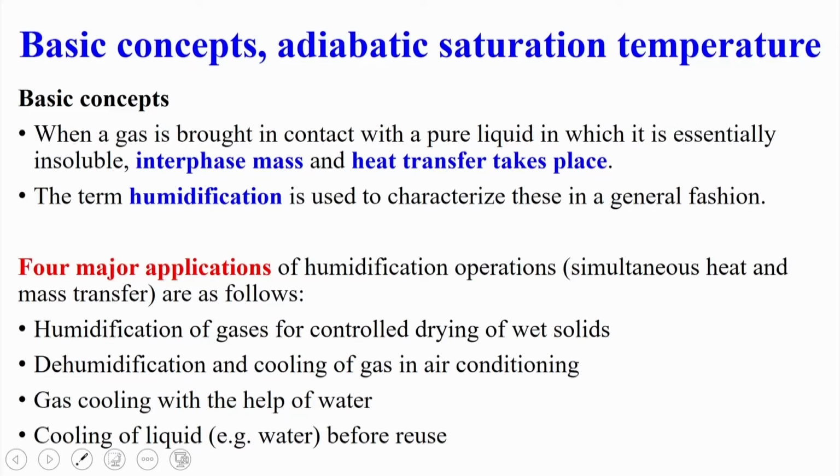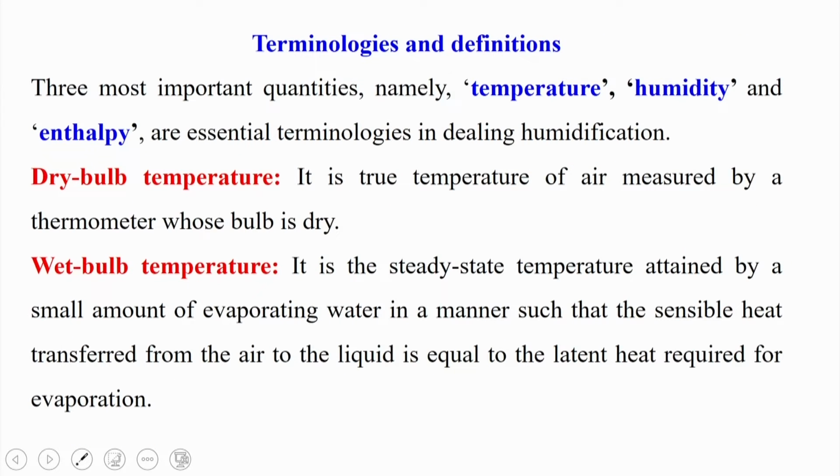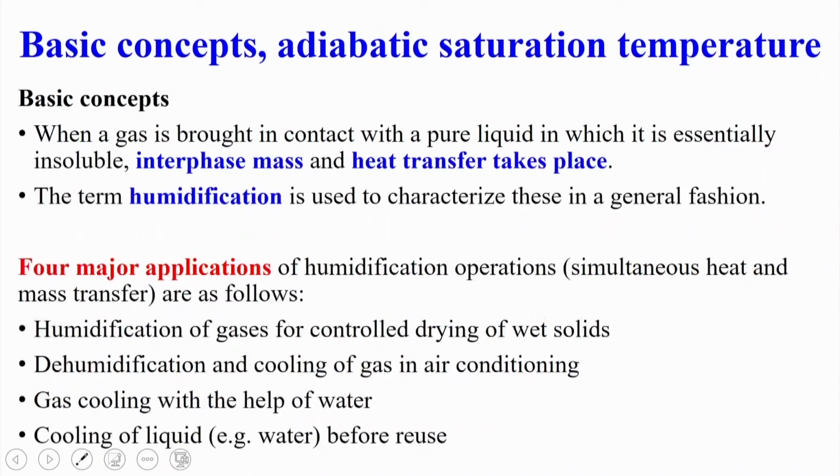So, before entering into the humidification operation and cooling tower design, as well as the dehumidifier, or we can say the air conditioning system, we should know some basic terminologies which are related to the humidification operation. The first term is temperature, the second term is humidity, and the third term is the enthalpy.